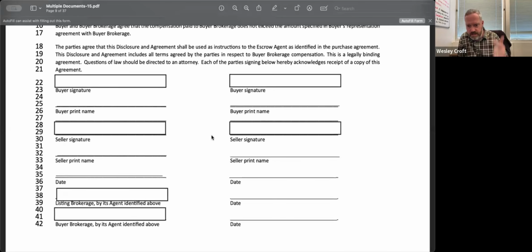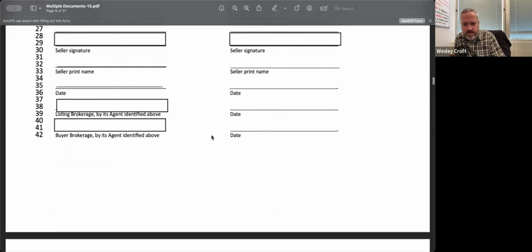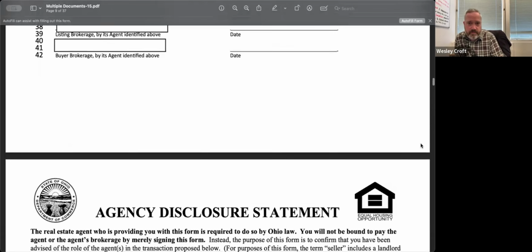Then everybody signs at the bottom: buyer, seller, listing agent, buyer's agent. Okay. So that's it. That's the purchase agreement. Now, I also added a couple of other things that you're going to need when you write an offer to make sure that the offer package is complete.